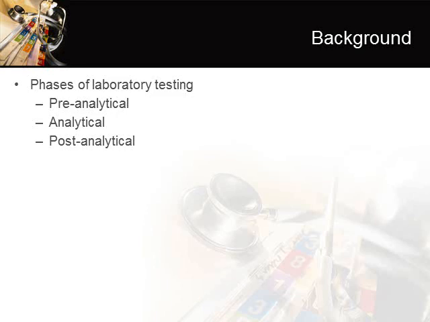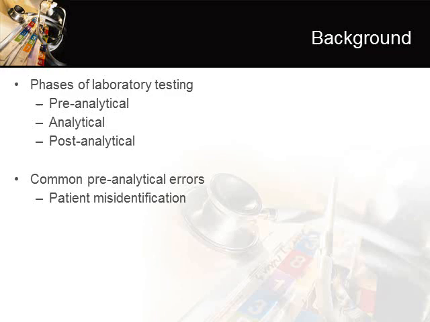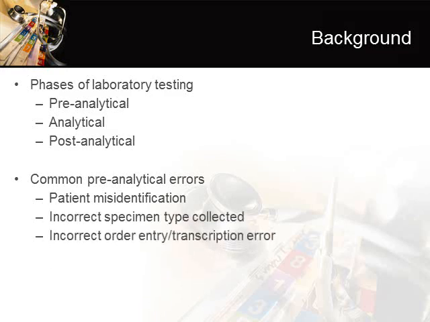Over the last several years, much emphasis has been placed on assay quality control. Subsequently, errors in the analytical phase are infrequent. The most common phase in which errors occur is the pre-analytical phase. Errors frequently occurring in this phase include patient misidentification, incorrect specimen type collected, and incorrect order entry and/or transcription. It is this last error on which direct physician order strategies have the greatest impact.